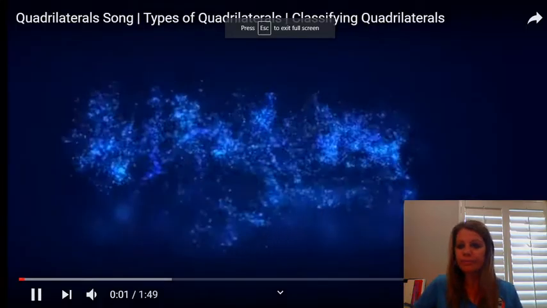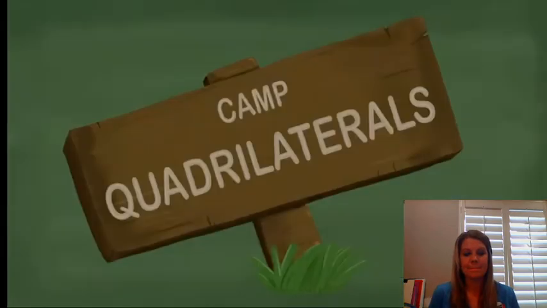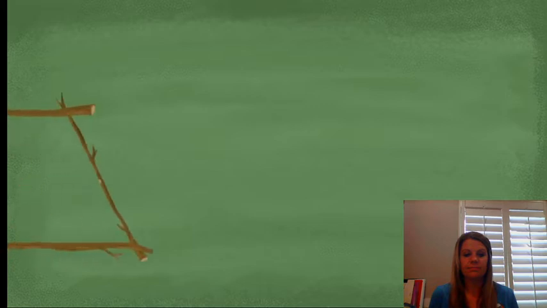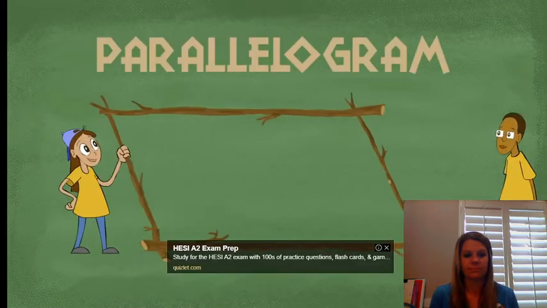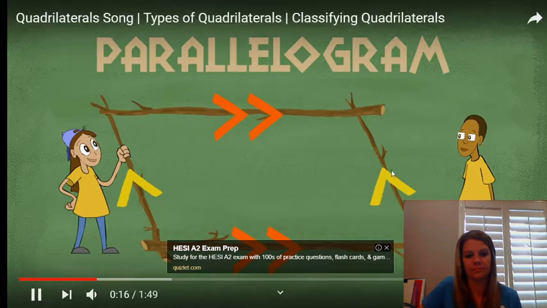Camp Quadrilateral. Parallelograms have two sets of parallel lines.